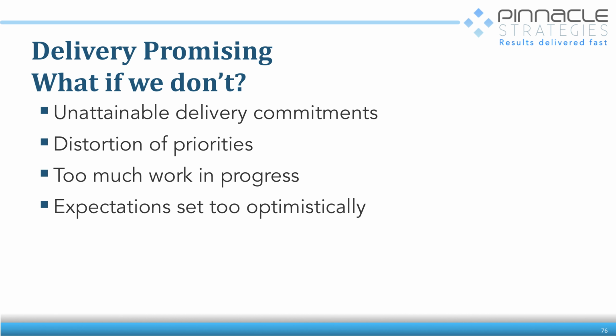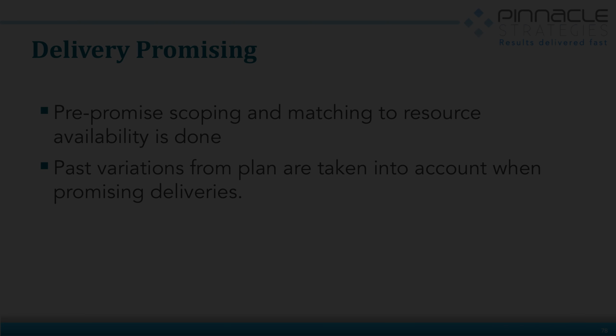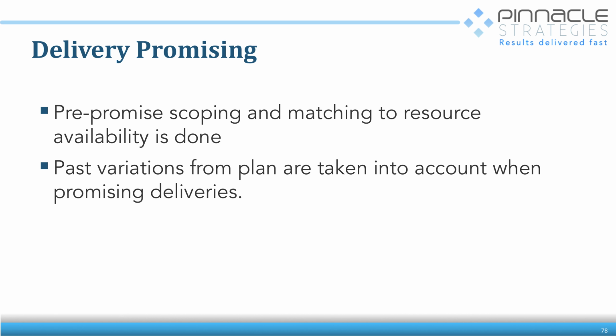Now, when you do it, oh, here it is right here. This is the slide that I just explained to you verbally, all right? Part of the promising is managing expectations too. So what you're doing is you're developing a system for promising deliveries. There's maybe a pre-promise or scoping and matching the resource process that happens. And then when you're promising, you're looking at what happened in the past.